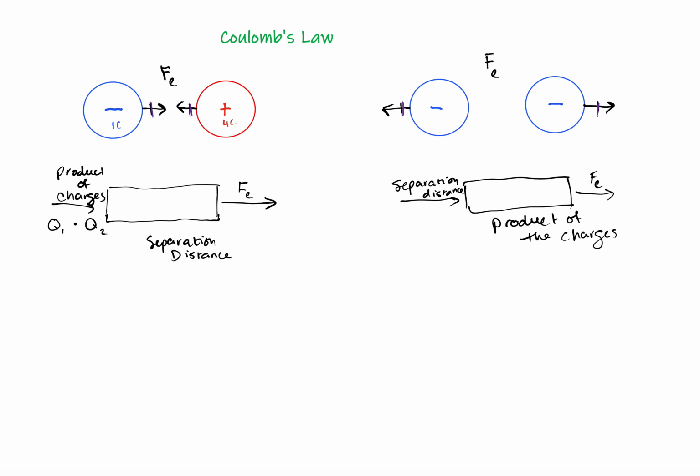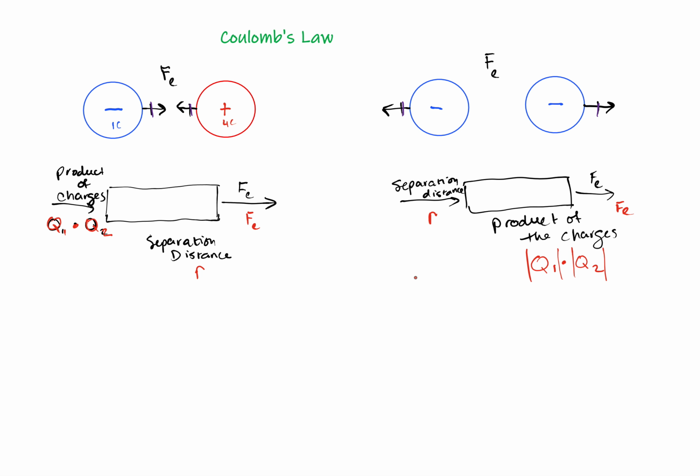Okay, so the first thing I'm going to do here is put symbols for what each thing is. So Fe, electrostatic force, that's the same. Product of the charges is going to be Q1 times Q2, and we designated that as being an absolute value. Separation distance is going to be R. So go ahead and write those in here. Going to keep the same color code.